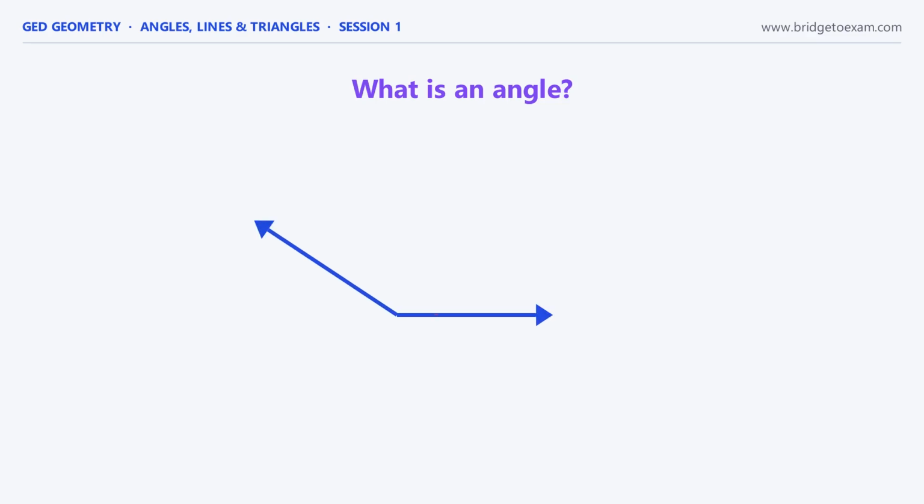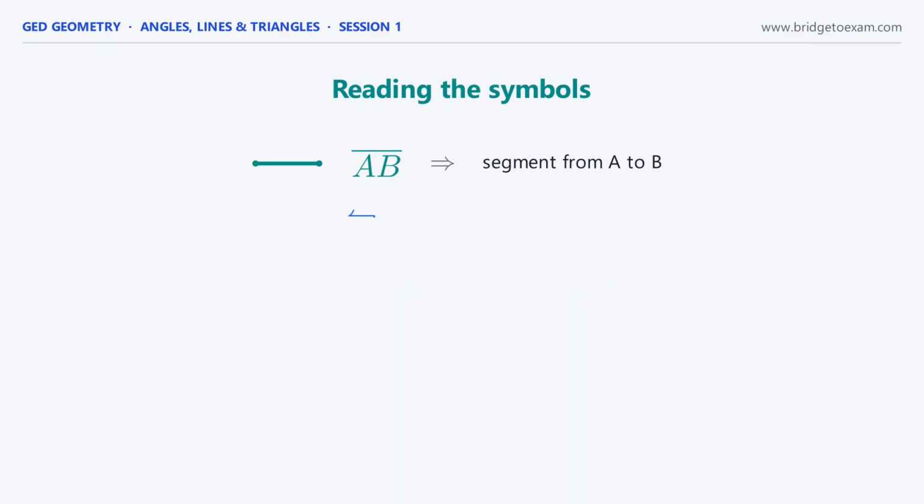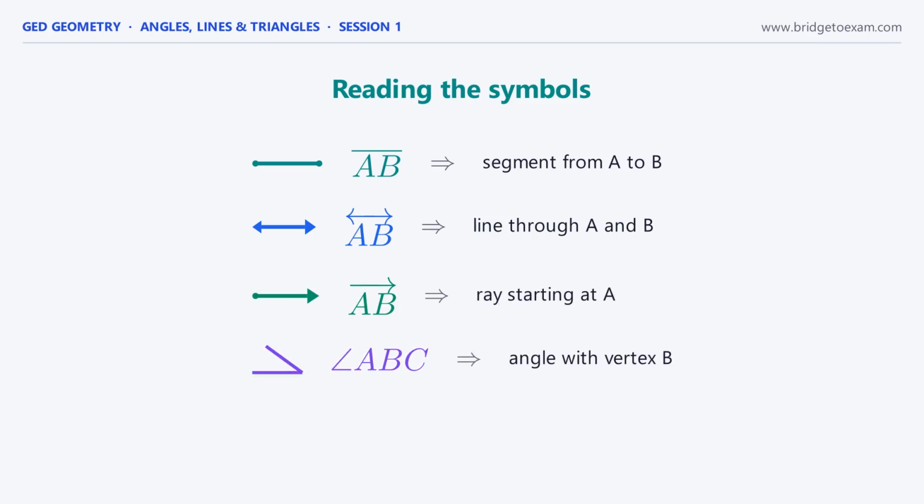Now, the star of the whole course, the angle. An angle is formed when 2 rays share the same endpoint. That shared endpoint has a special name. It's called the vertex. We usually name an angle with 3 letters, like angle ABC. And here is the golden rule you must remember. The middle letter is always the vertex. So in angle ABC, the vertex is B. This matters a lot later, when several angles meet at the same point, and you need to say exactly which one you mean.